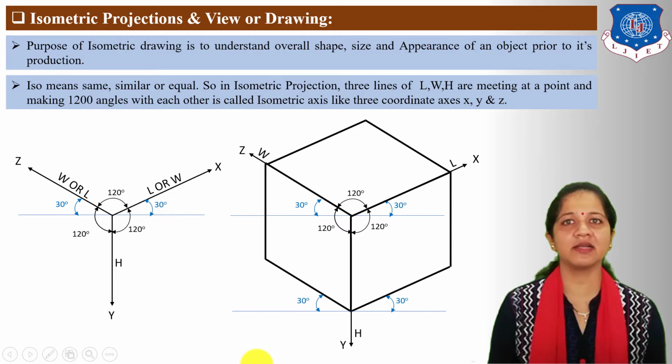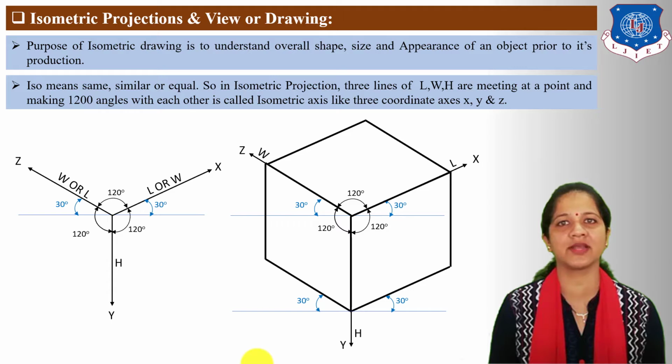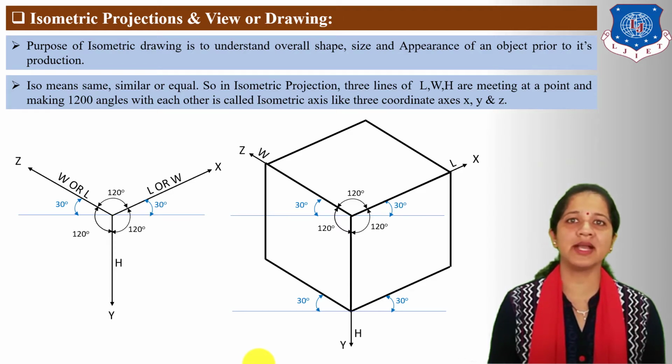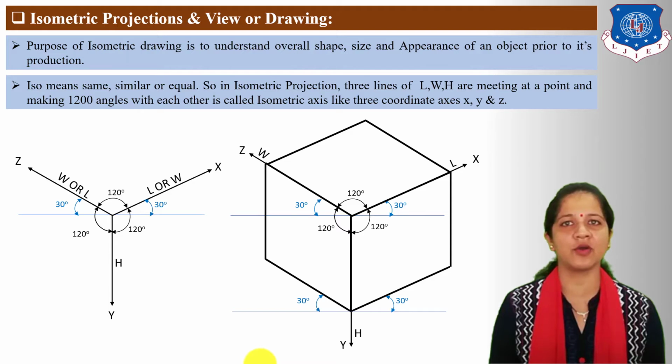Now, isometric projection and view or drawing is a reverse process of orthographic projection. In orthographic projection, as a question, 3D object is given, and according to 3D object, we need to draw its 2D projection or views. Now, in isometric projection and view or drawing, here as a question, 2D projection or views are given, and according to 2D views, we need to draw 3D object.